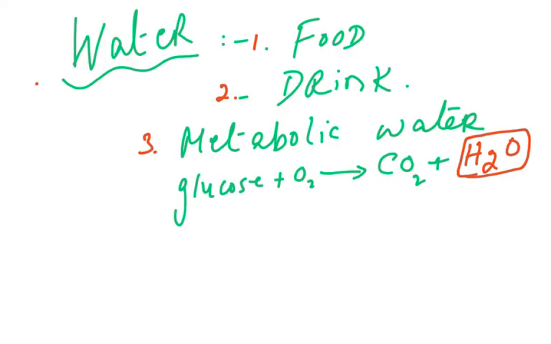Now coming to the last point, which is water. So where do we get water? We get water in food. If we have an apple, it's 70% water. If we have a drink, of course, if you have lemon juice or orange juice or mango juice, well, it's all got water in it.